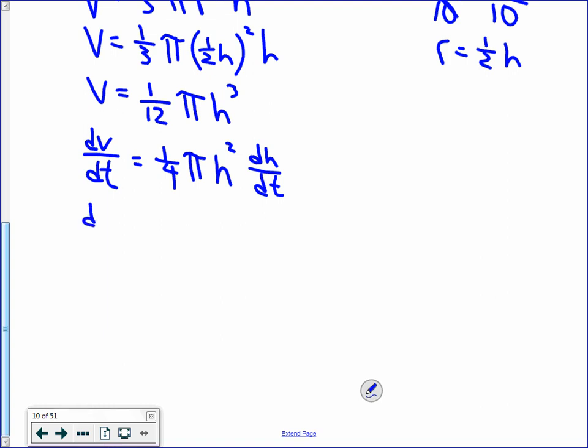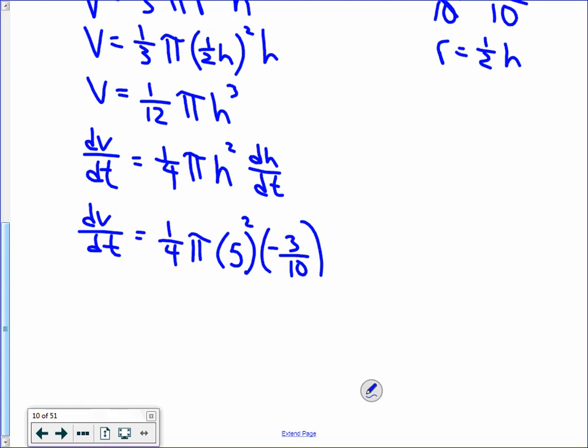So we're looking for dV/dt. h, they told us, is 5, I believe. And dh/dt was like -3/10. Oh, I forgot the square. That would have been bad. So all the numerators, 5 squared times -3, that'd be -75 pi over 40. And again, if this was the AP exam, you would not have to simplify it. You could just leave it. I will leave it.